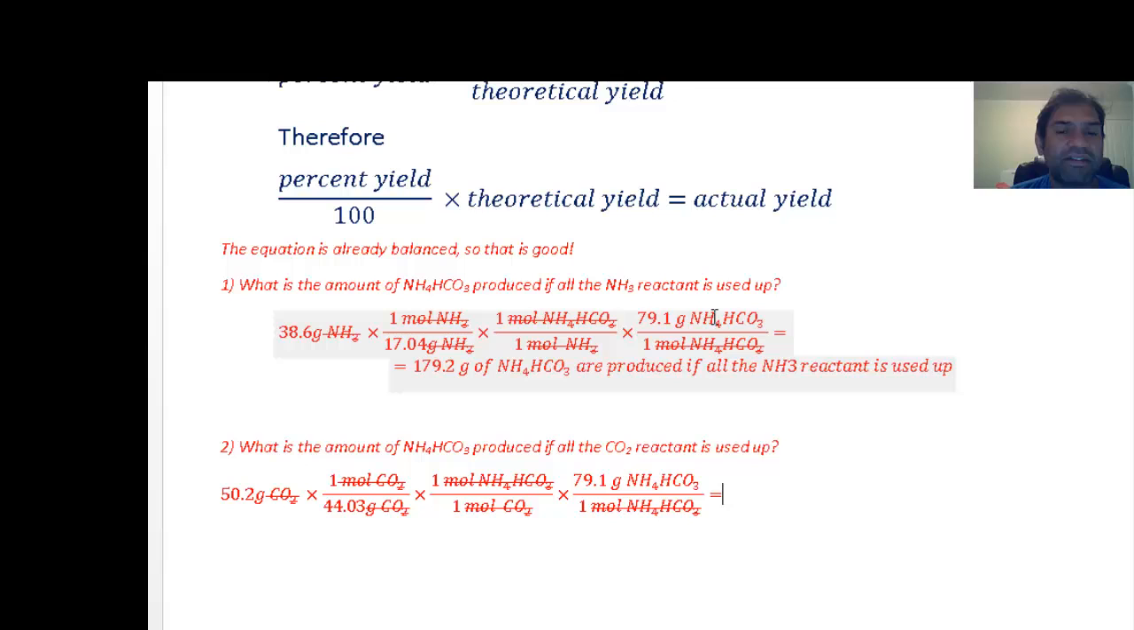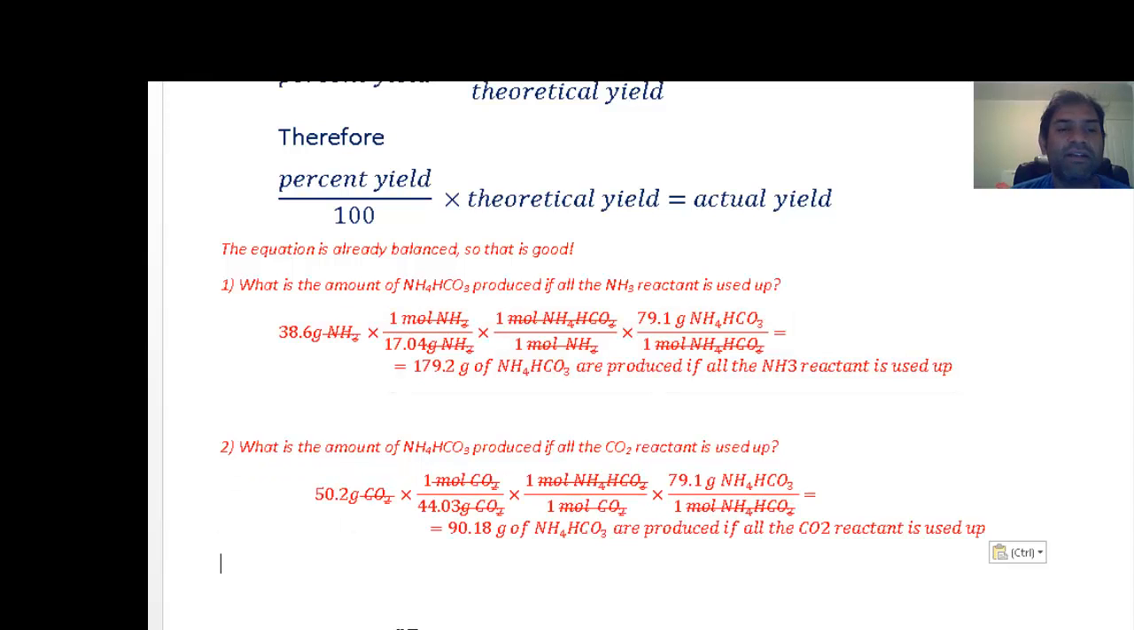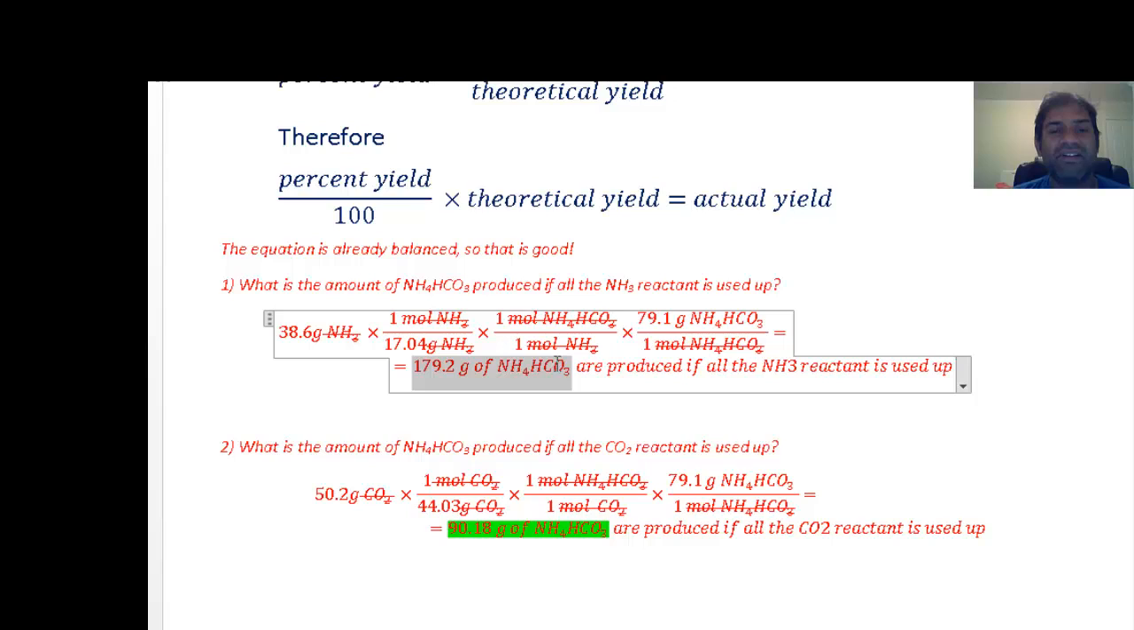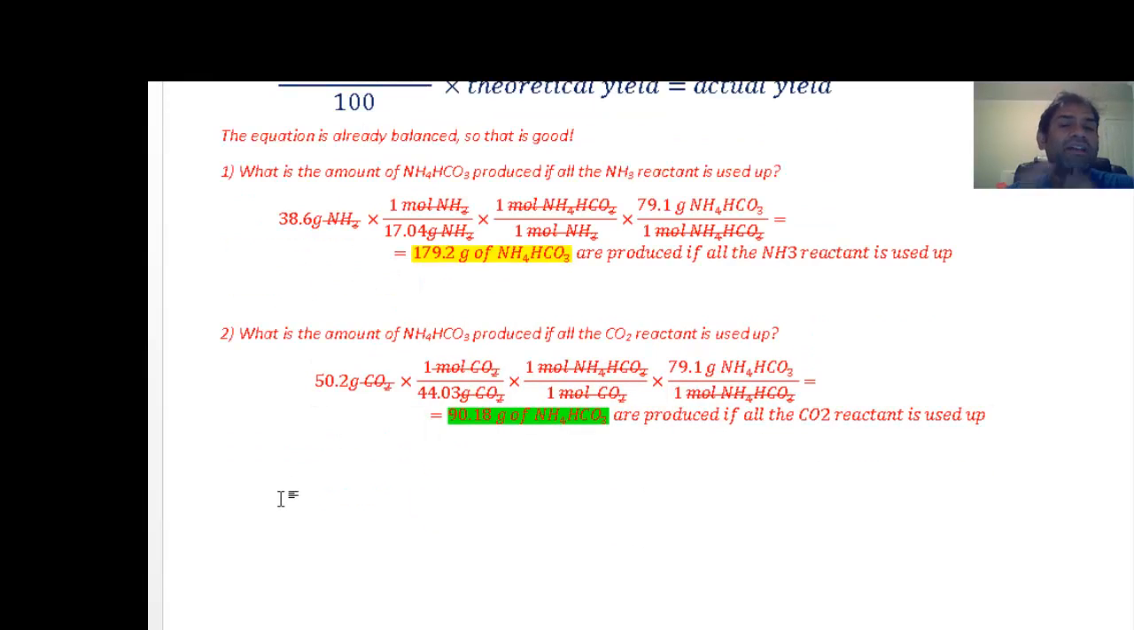And that's what we want. Doing that on our calculator, I'm getting 90.18 grams of ammonium bicarbonate. Let's highlight this in green, and highlight the 179 grams of ammonium bicarbonate from NH3 usage in yellow. Automatically now we can determine what our limiting reactant is.